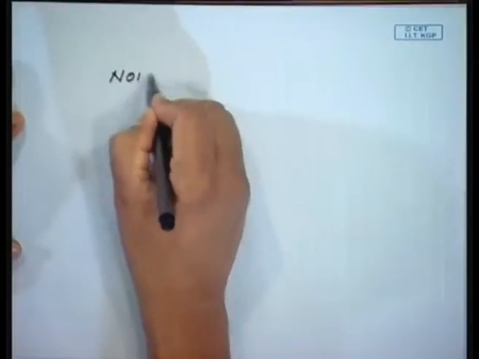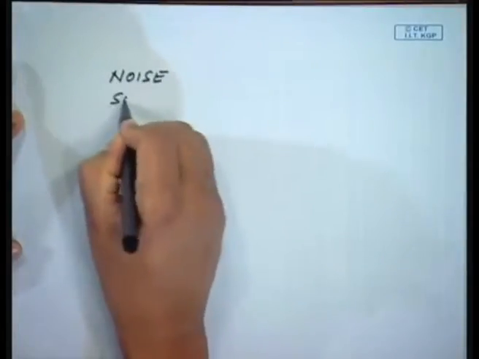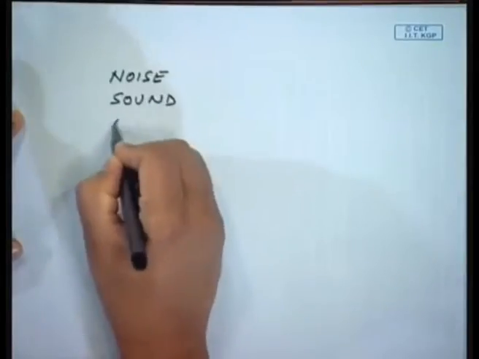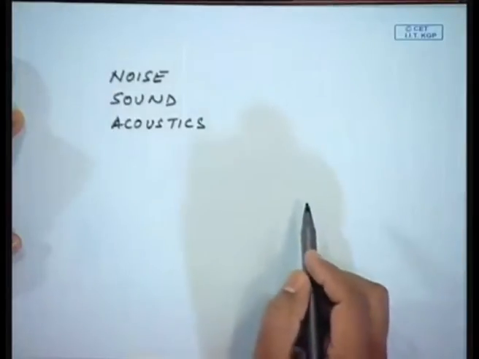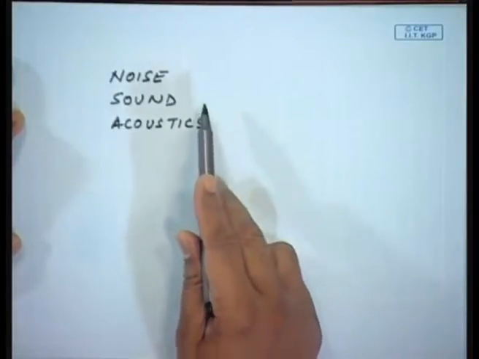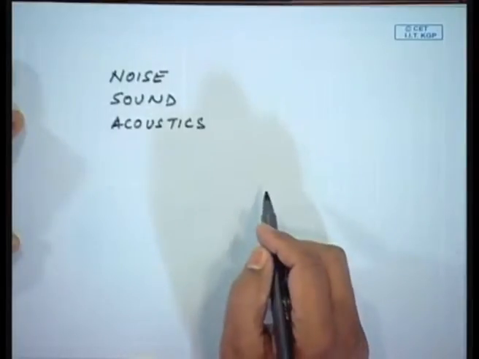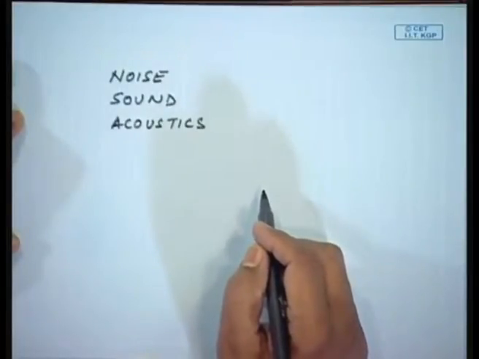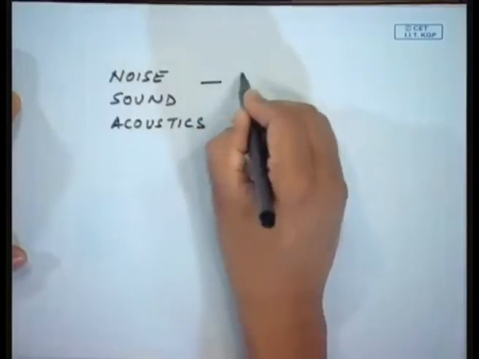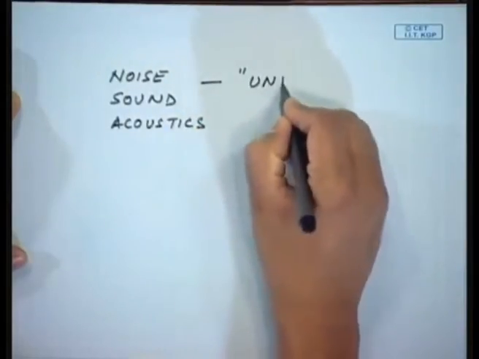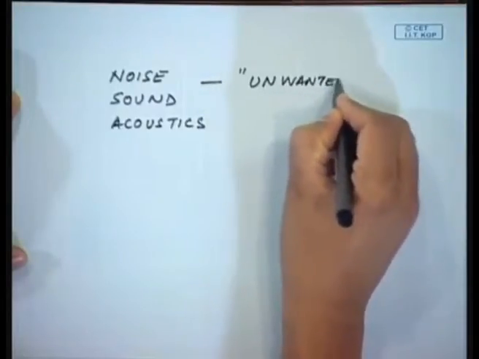Now, there are very synonymous terms in the sense of noise: sound, acoustics. Okay. Well, if I was to define sound, sound is something which we hear, which our ears receive. We hear, we get the sensation of hearing. Okay. Then what is noise? Noise, you can say very loosely, is unwanted sound.